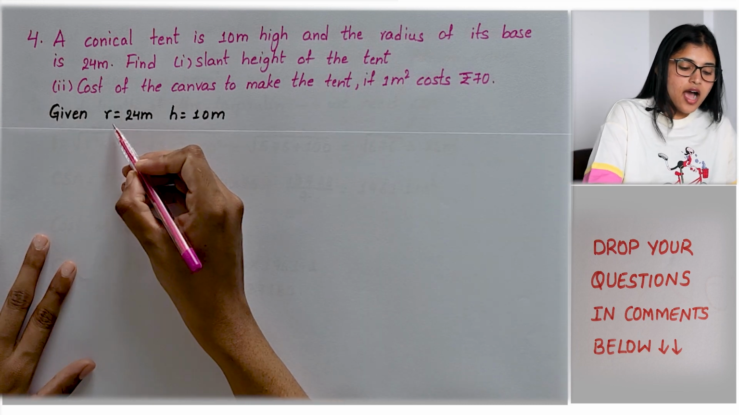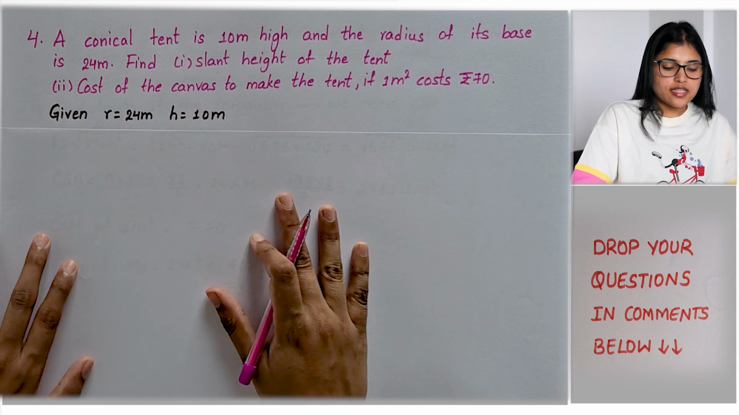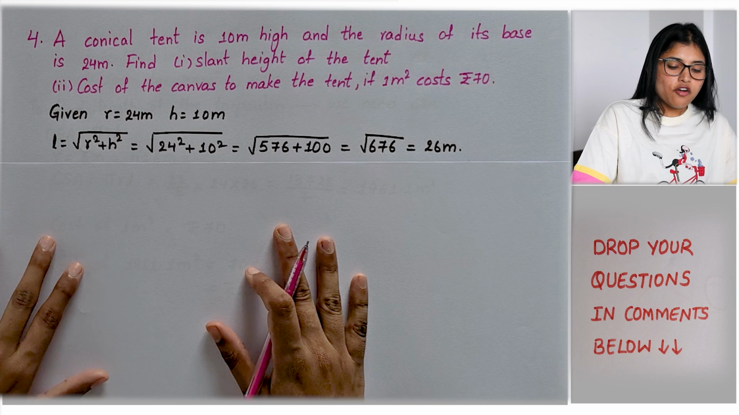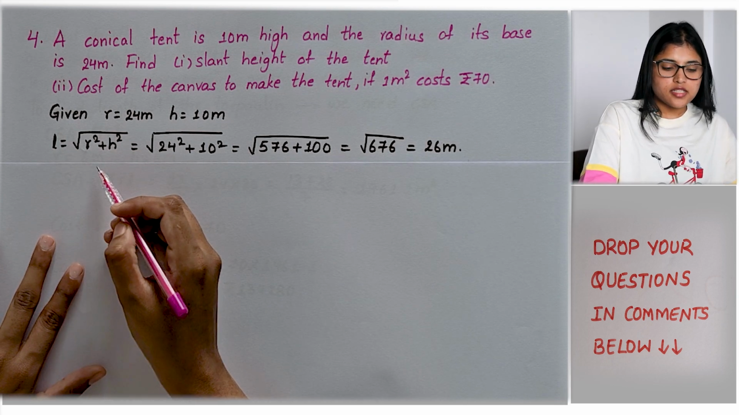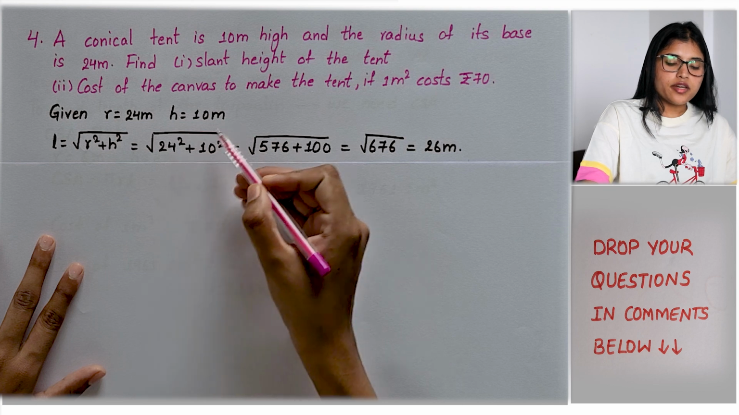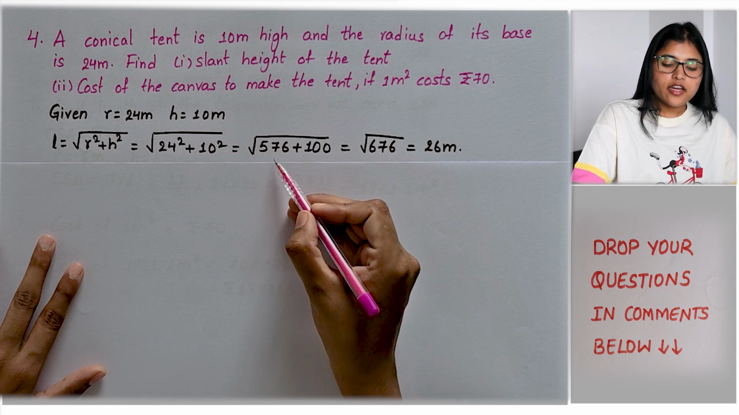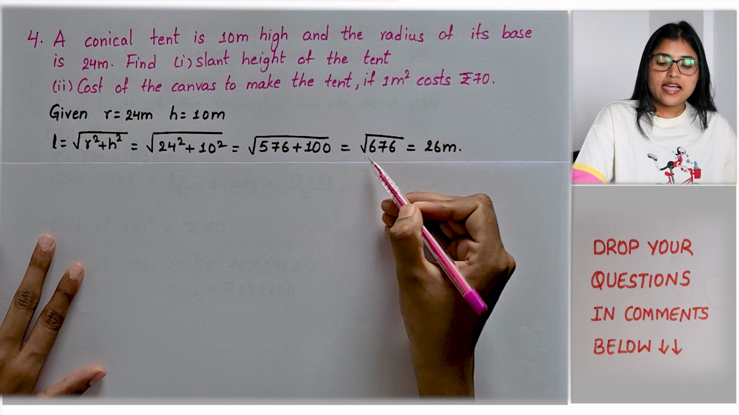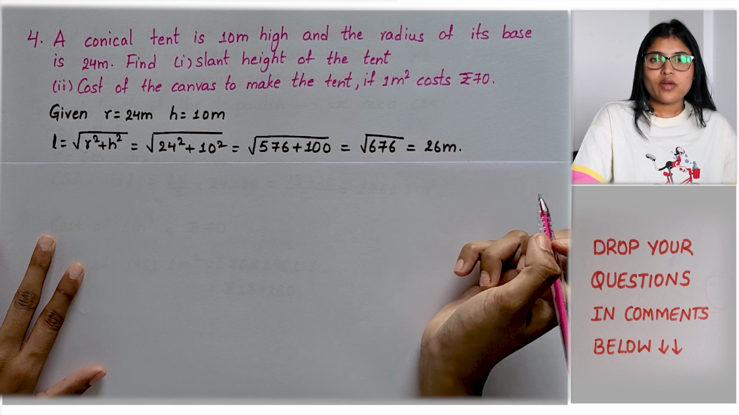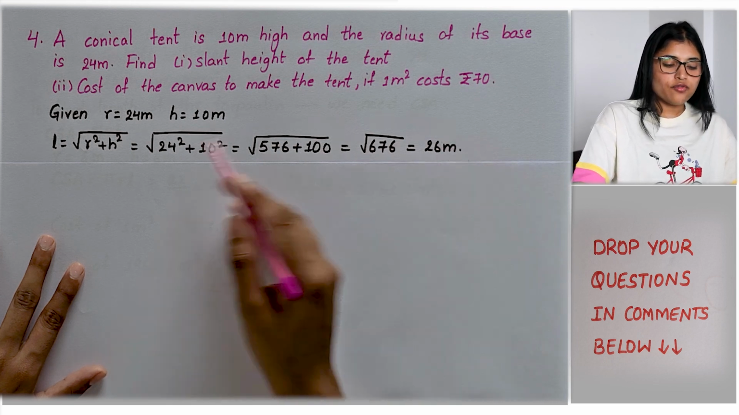So we are given R as 24 and H as 10, both are in meters. Now finding L, I can use the formula L equals square root of (R square plus H square). Substituting R as 24 and H as 10, I get 576 plus 100, which is 676, and square root of 676 is 26 meters. So that is the value for L.